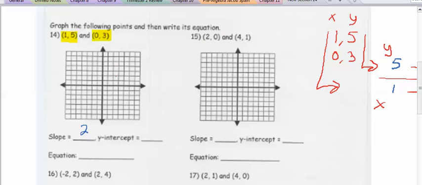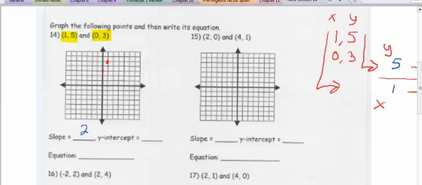Okay, so I enlarged my graph here. So I'm going to go over 1 and up 5. 1, 2, 3, 4, 5, right here. That's my first point. And then 0, 3, 1, 2, 3. That's my second point.